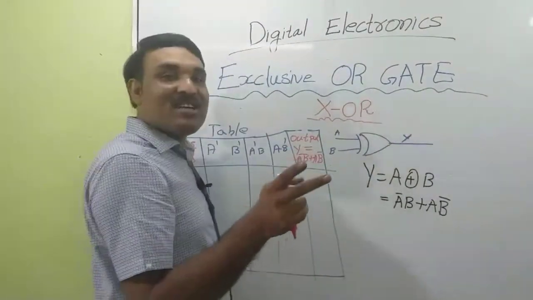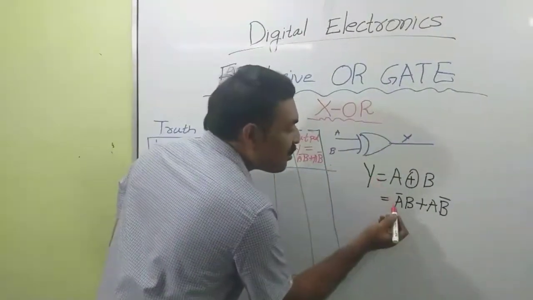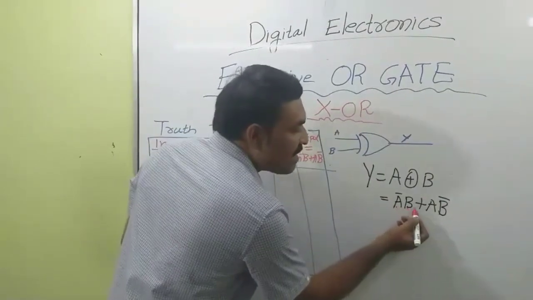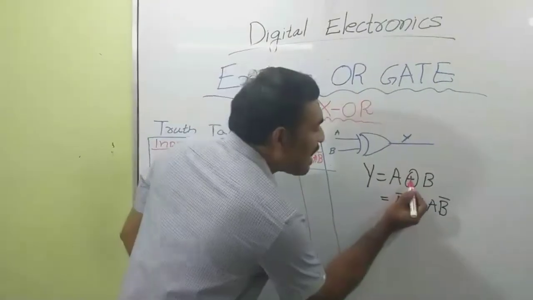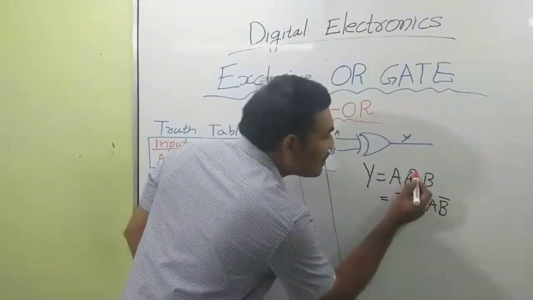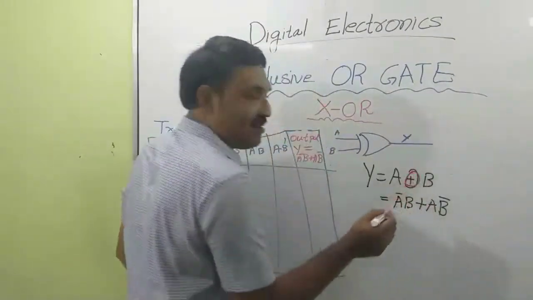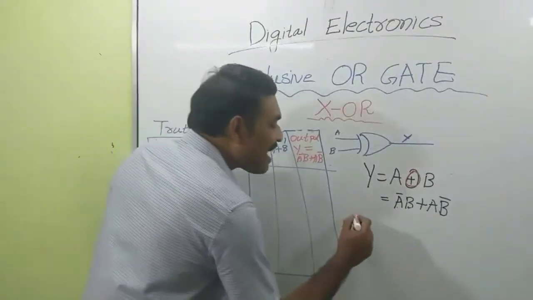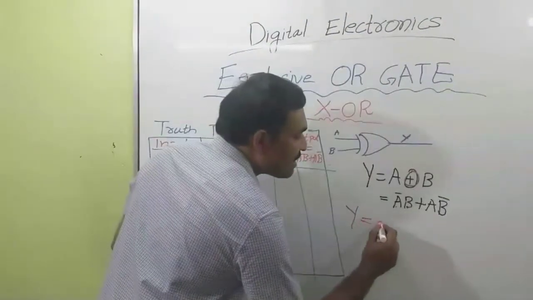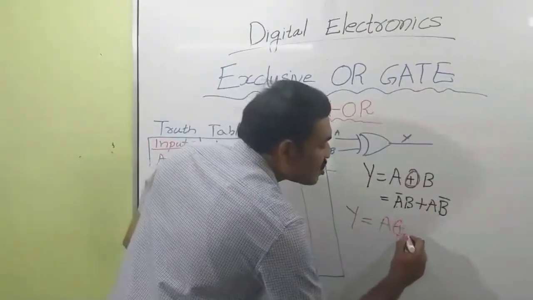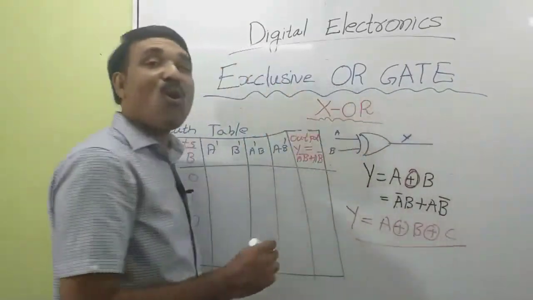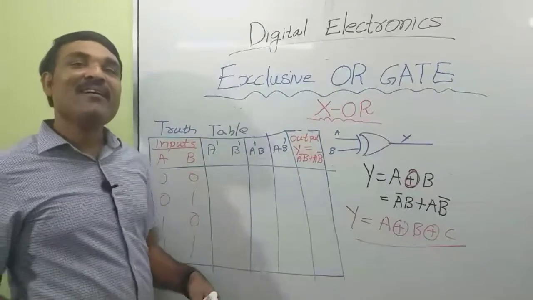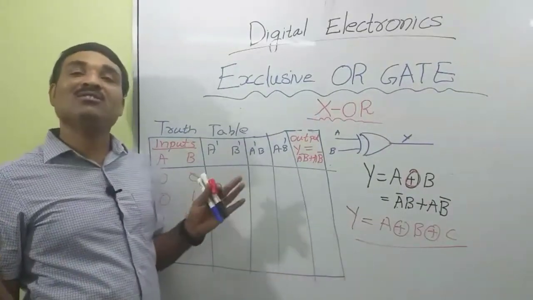So the operation is represented by Y is equal to A complement B plus A B complement, and it is usually denoted by A plus, then around a circle. For more than 2 inputs, we can represent this operation as Y is equal to A XOR B XOR C and so on. Okay. Now we can write the truth table for this operation.